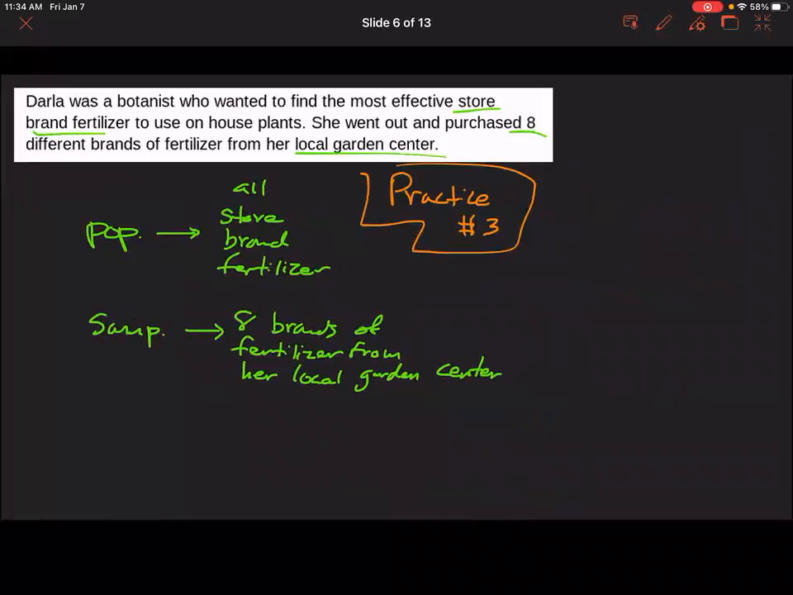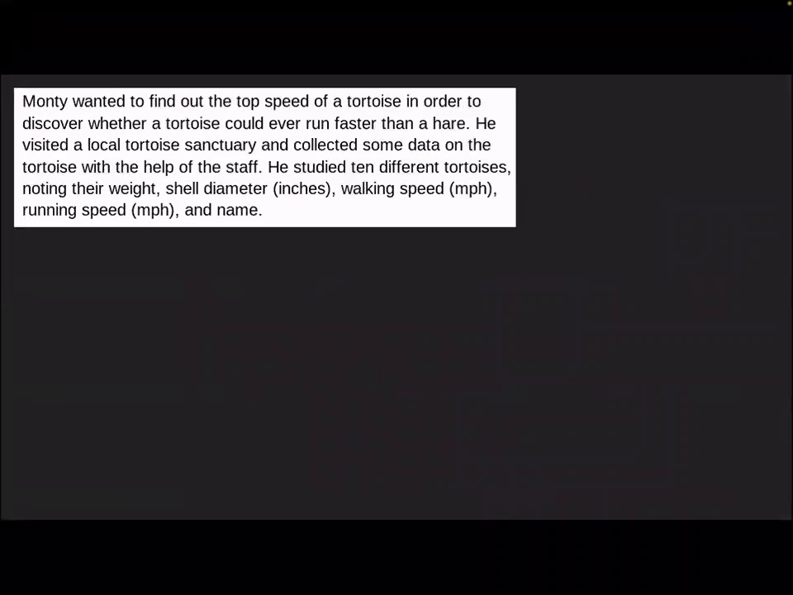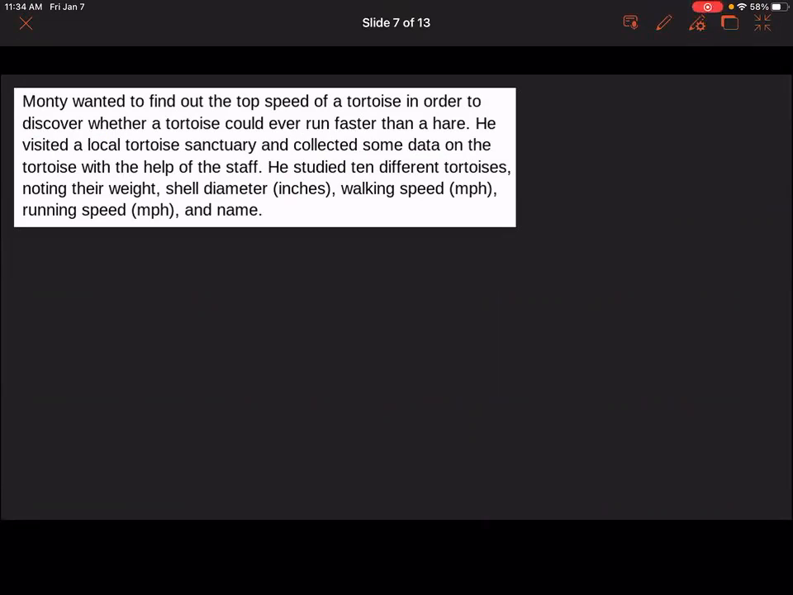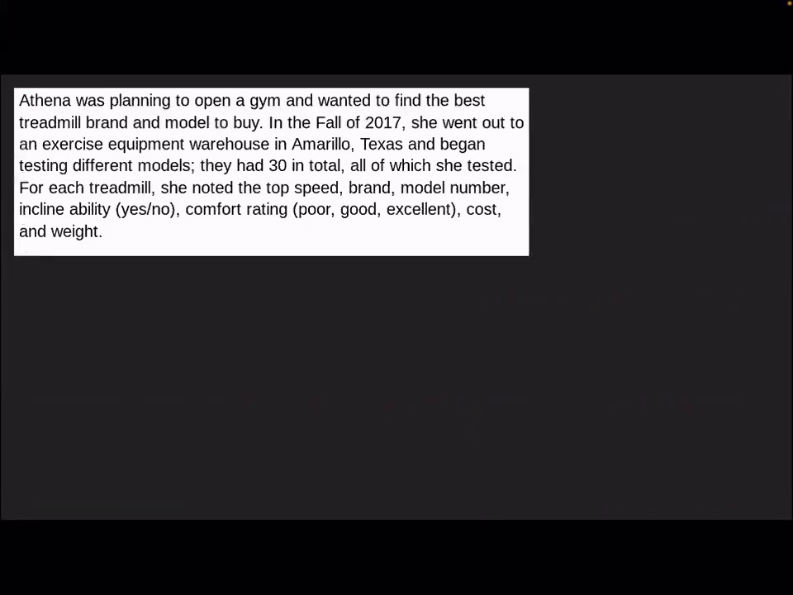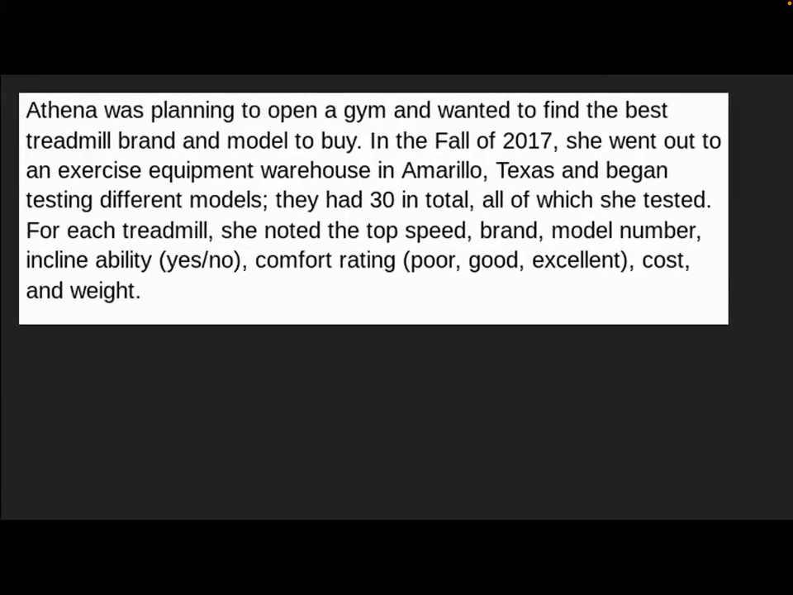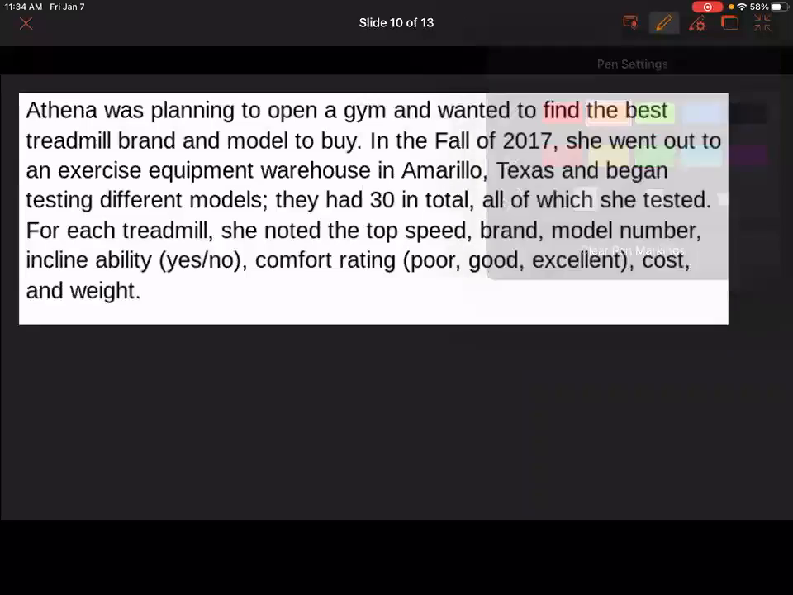Let's move on to another one. Let's see, how are we on time? Let's move on to this one here. So we'll do this one, we'll do one more practice, and then we'll move on to classwork. So this one, we're gonna talk about the 6 W's.